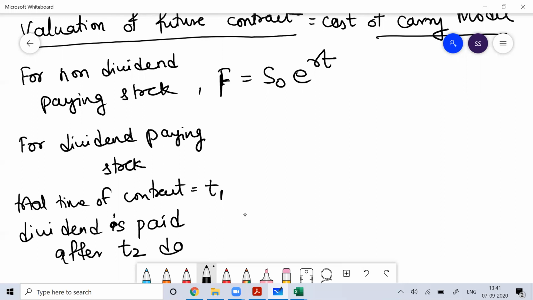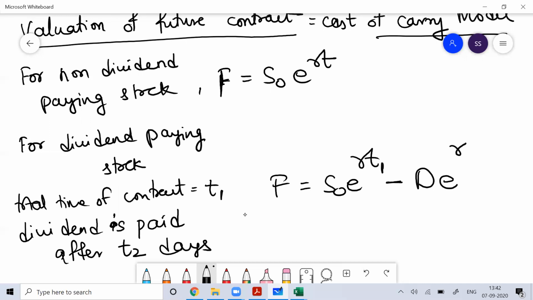Okay, something like that. So what is the future price? That is S naught e to the power RT1, minus dividend D e to the power R into (T1 minus T2). If the contract is 3 months, and you get the dividend after 1 month, that means the dividend will grow for 2 months. So I can write T1 minus T2.